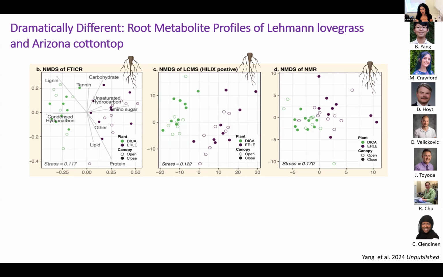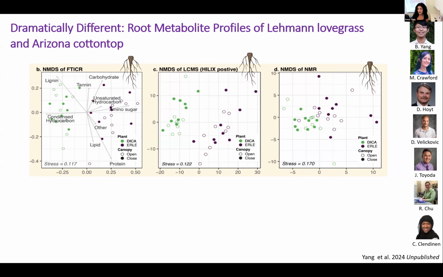Now, the effect of the canopy comes next. So the plant species type is the major driver, followed by an effect of the canopy, which we're going to talk about later on. But for now, you can see that both of them have a completely different metabolome profile.